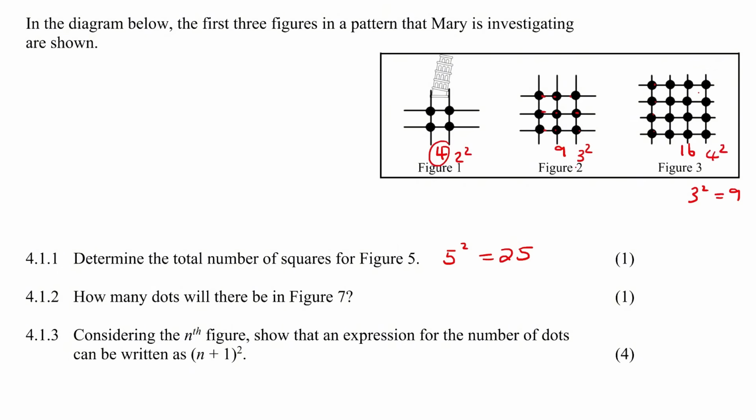So now we can see that figure 1 becomes a 2. Figure 2, they're using a 3. Figure 3, they're using a 4. So figure 7 would be an 8 to the power of 2, which is 64. Okay? And now this last one says, considering the nth figure, show that an expression for the number of dots can be written as (n plus 1) to the power of 2.